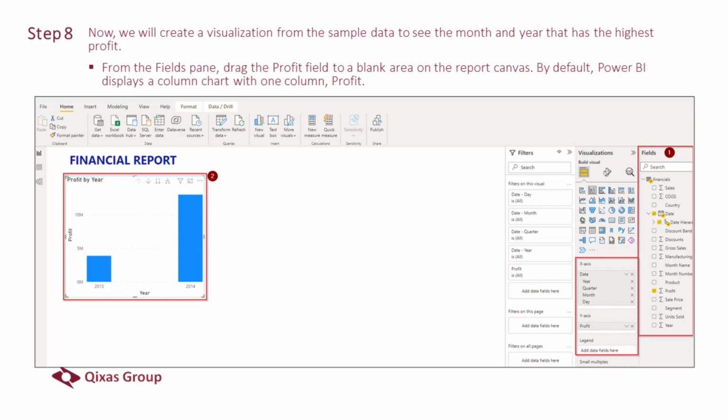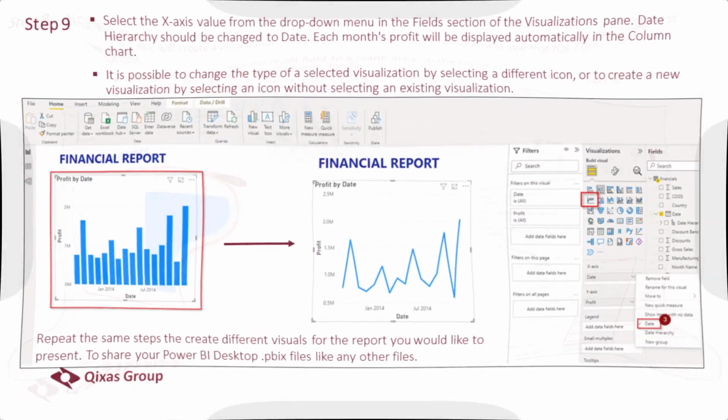Step 8. Now, we will create a visualization from the sample data to see the month and year that has the highest profit. From the Fields pane, drag the profit field to a blank area on the report canvas. By default, Power BI displays a column chart with one column, Profit.